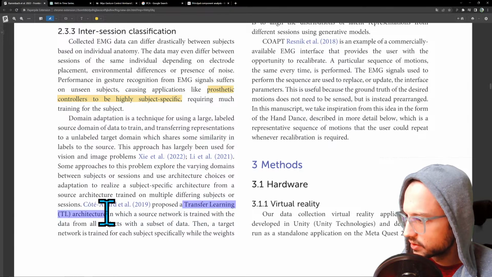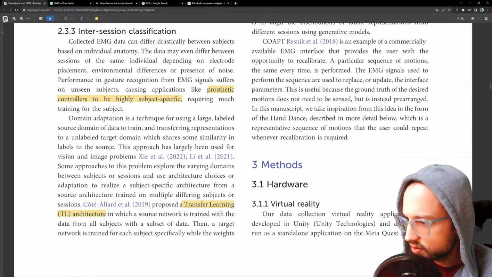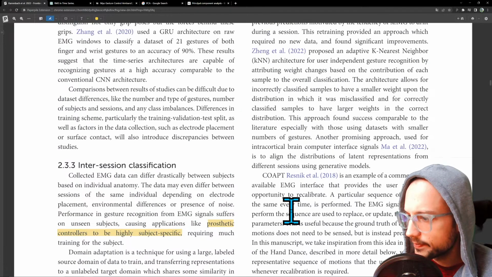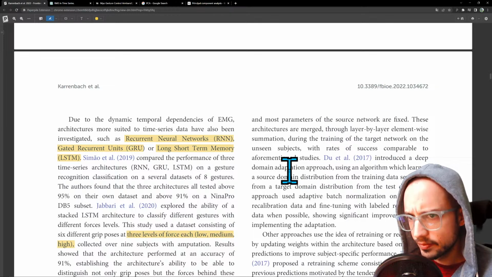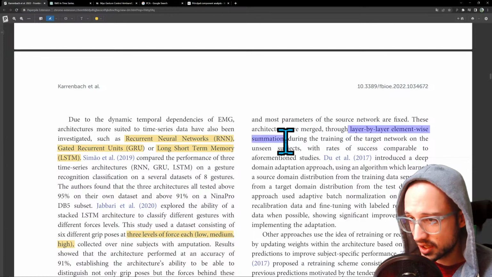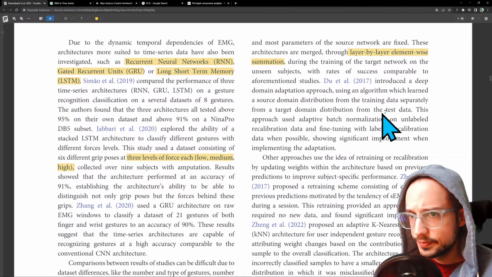Transfer learning. So maybe this is how you could get it to work across different subjects. Layer by layer element-wise summation. That seems like a terrible way to do transfer learning. Showing significant improvement when implementing the adaptation. So they did a little bit of batch normalization.